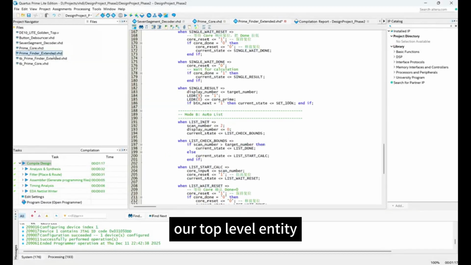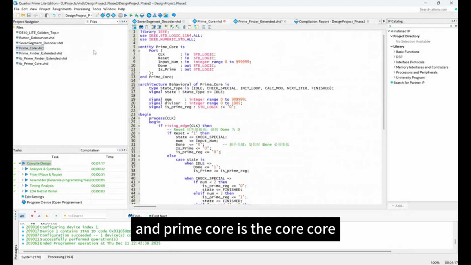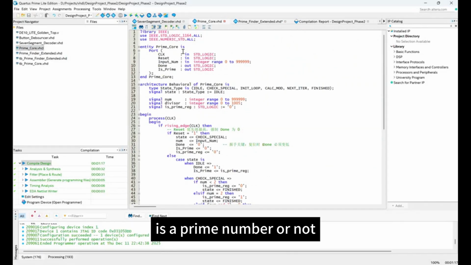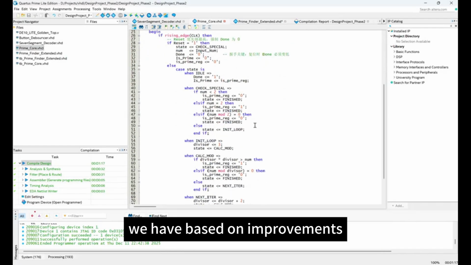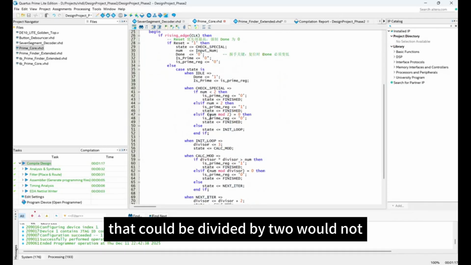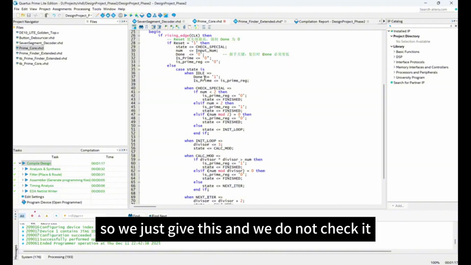Our top level entity is the prime finder, and prime core is the core entity for determining if the input is a prime number or not. We have made some improvements. First, an even number that can be divided by 2 would never be a prime number. So we just skip this and we do not check it.